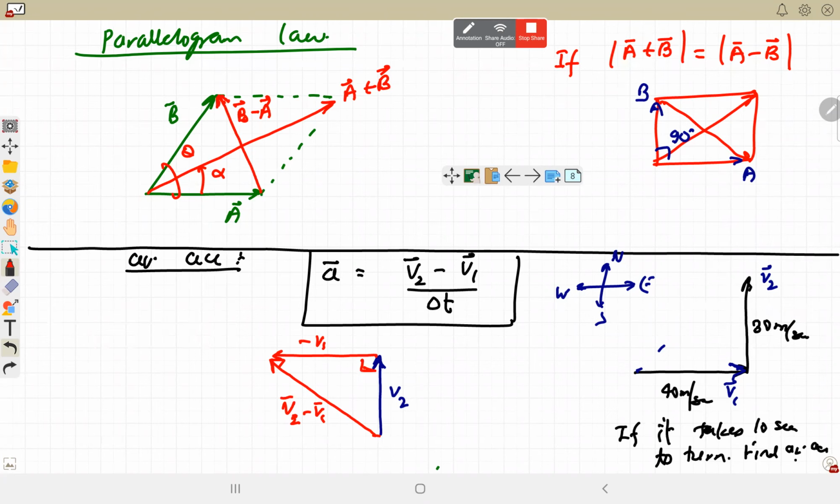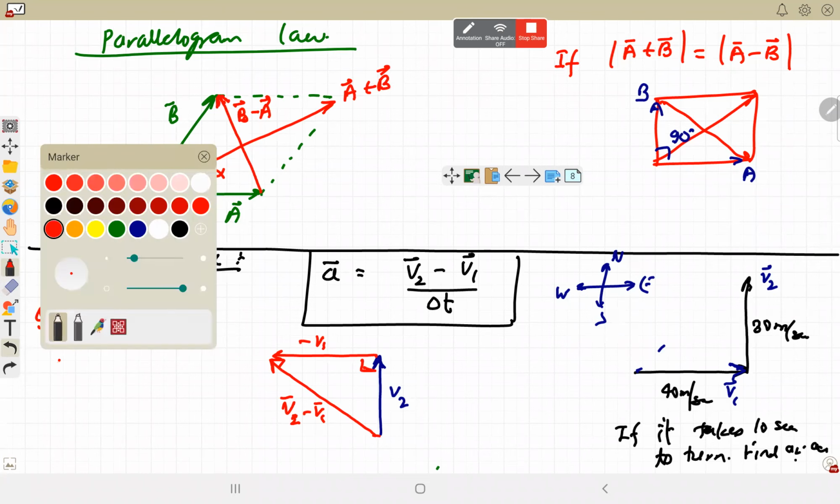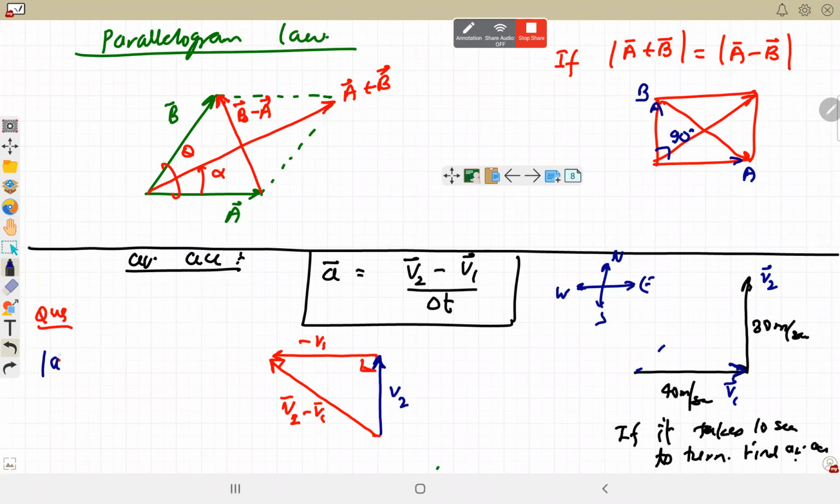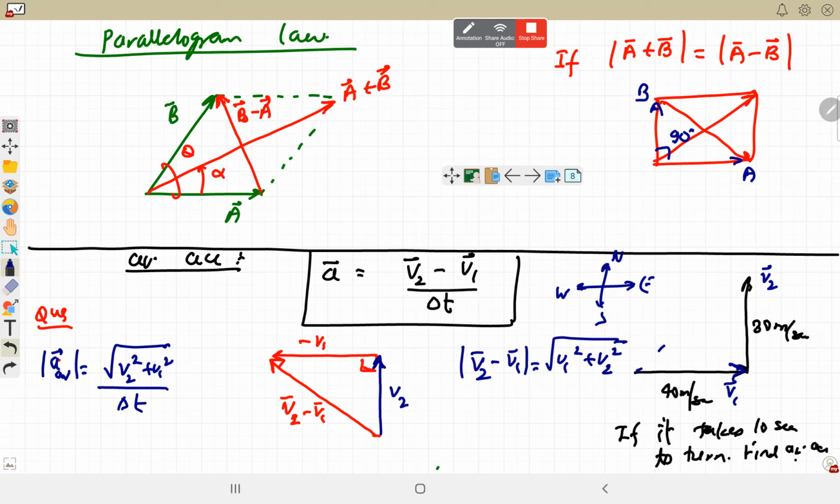So the magnitude of average acceleration will be equal to root of v2 square plus v1 square. Why? Because the magnitude of v2 minus v1 will be given by the length of this hypotenuse, and that will be root of v1 square plus v2 square. And then it will be divided by the time taken. Just a second, solve.